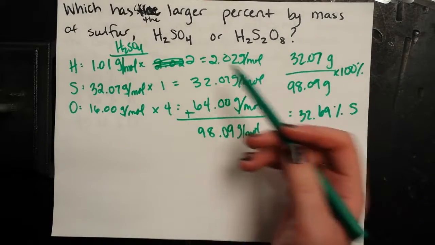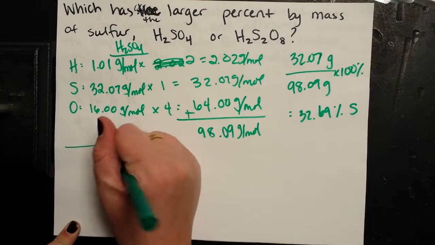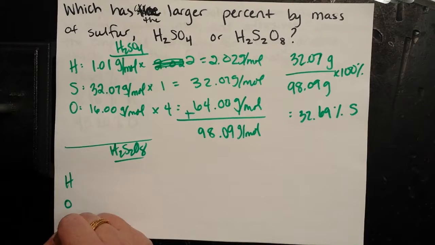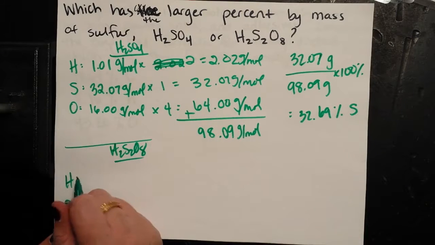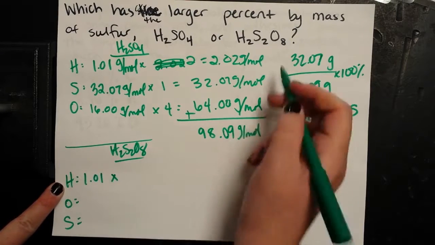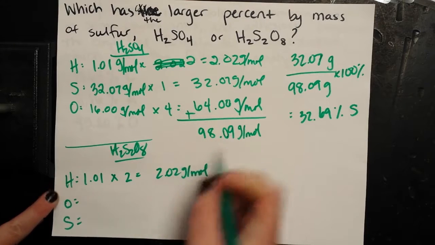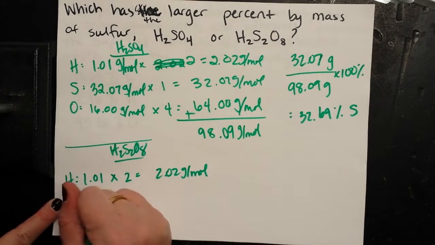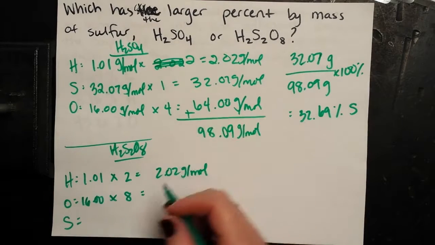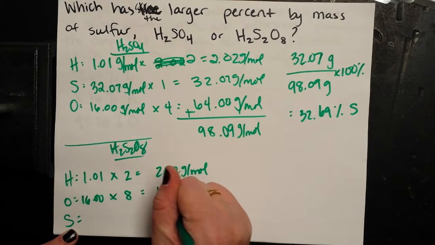So let's do the same thing for sulfur out of this new compound. This is for H2S2O8, so I've got hydrogen, oxygen, and sulfur. I did that completely out of order, but whatever. I've got 1.01 times 2, so 2.02 grams per mole for hydrogen. For oxygen, I've got 16 times 8. It should be 2 times 64, because 16 times 4 is 64, so twice that should be 128.